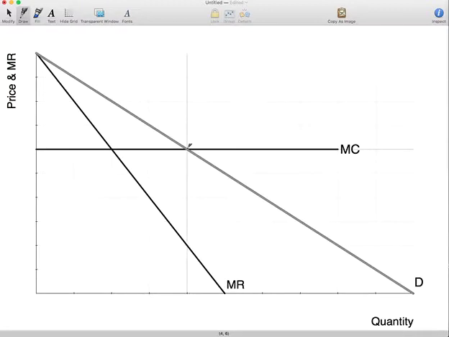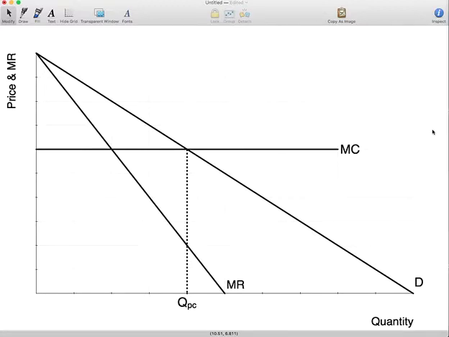So if we go from that point and we go straight down, that will give us Q, and I'll just say PC for perfect competition. And let me make that a subscript, and also let me make it a larger font so it's easier to see. So that gives us the output in a perfectly competitive marketplace.